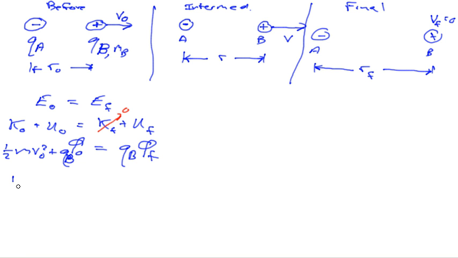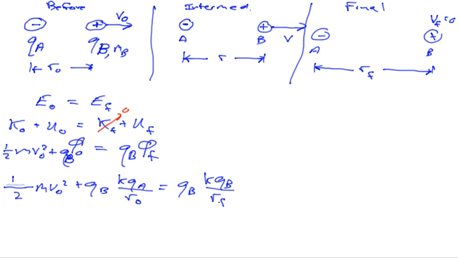So that's 1/2 mv0 squared plus QB times KQA over R0 equals QB times KQA over RF. And one of the things the program is supposed to find is the RF, so I want to go ahead and solve that for RF.